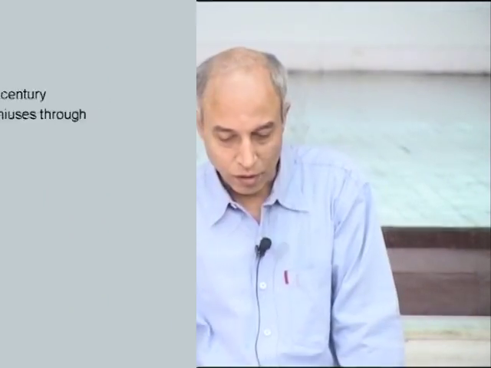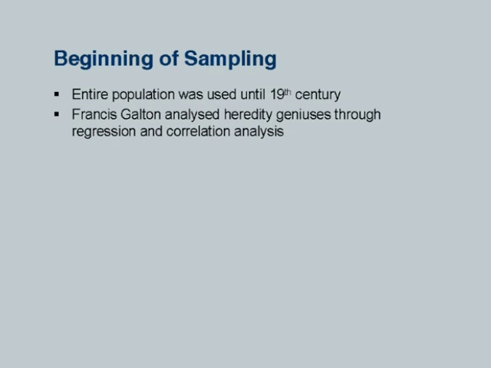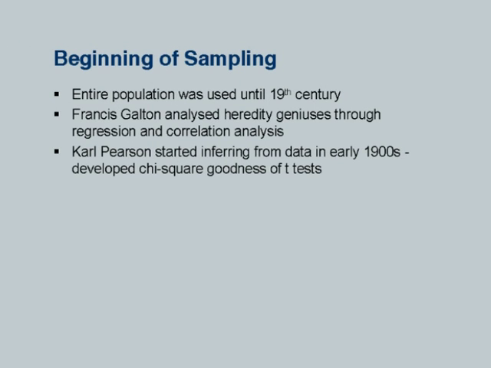Now, Francis Galton analyzed heredity of geniuses through regression and correlation analysis, and he started a research center, and Karl Pearson started inferring from data. This is around the time when sampling became popular. Before that, they would count everybody. It was not even known that you can get away with a small sample.